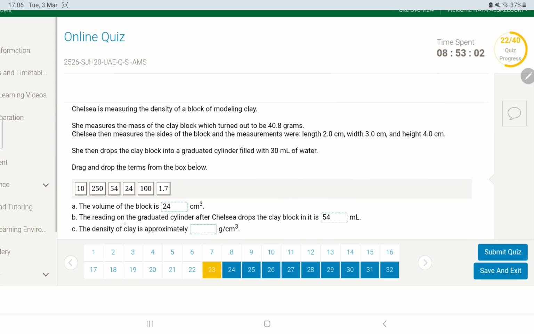So we found the volume to be 24. The reading here is 30 plus the 24, which is 54. And the density is 1.7.